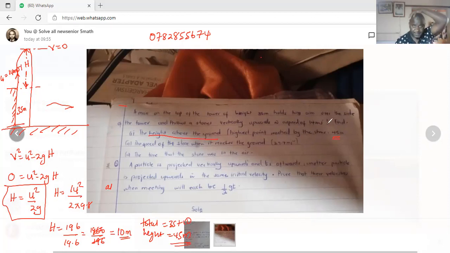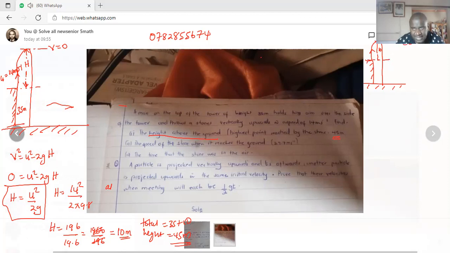That was case 1. The second one, the speed with which the stone reaches the ground. Now, because we have seen the stone is coming from the tower, and it leaves here, and it goes and it comes back down. First and foremost, we have seen it reaches maximum height, which is 10 above the level. The final velocity there is 0.